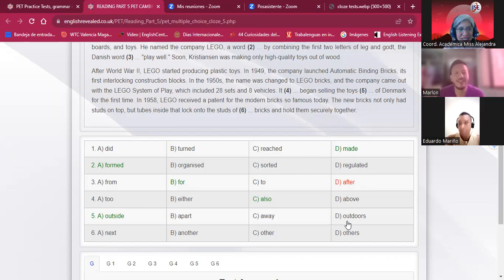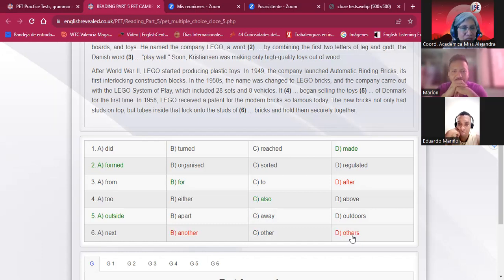The first word that is in my mind is another, but I don't know why. Okay. The other is others, because it's plural. Okay, let's try another. No. Let's try others. No. As I told you, this is the most difficult word in all the text.